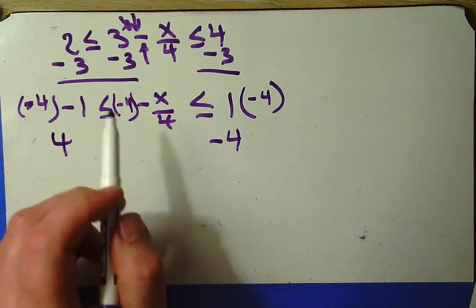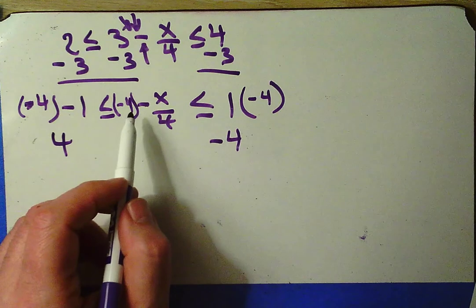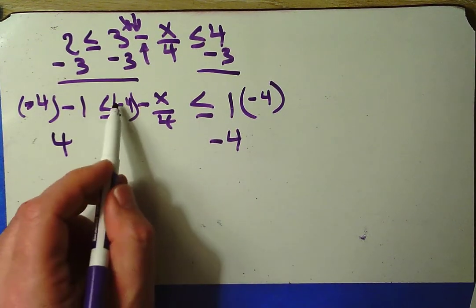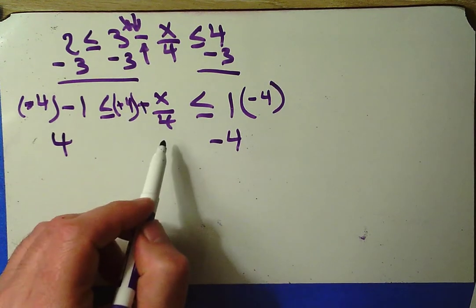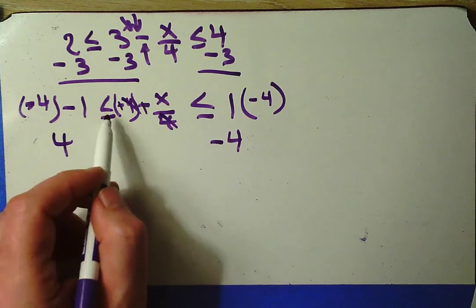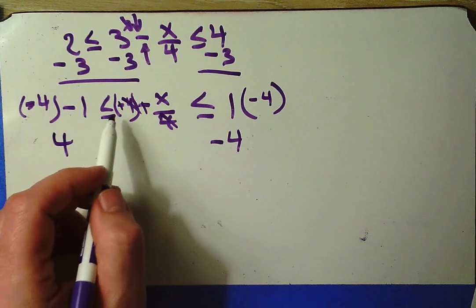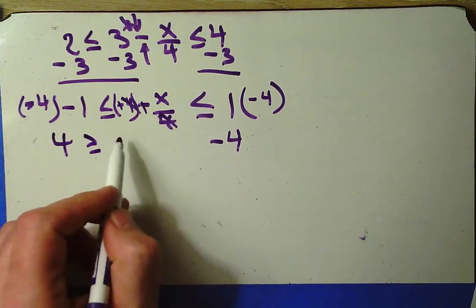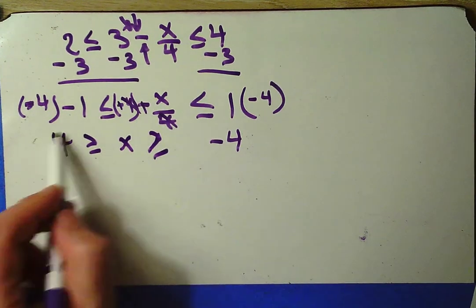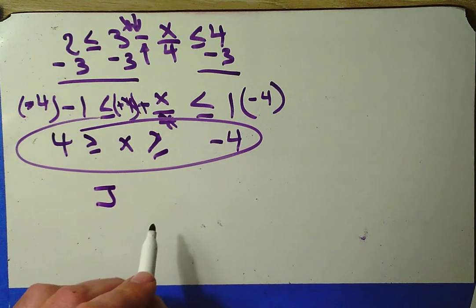And now, what do we remember when we multiply or divide both sides of an inequality by a negative? Not only are we going to do negative times negative, and 4 divided by 4, but we're also going to be flipping the directions of the inequalities. Anytime you multiply or divide by a negative, you have to flip the direction of the inequality. And so my answer looks like this, which corresponds to choice J.